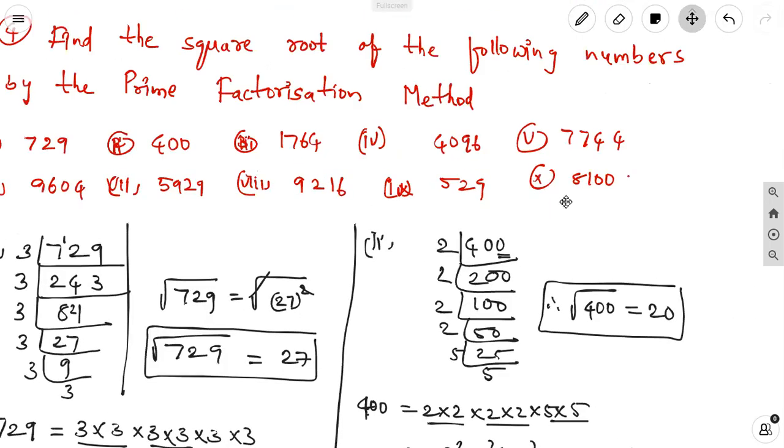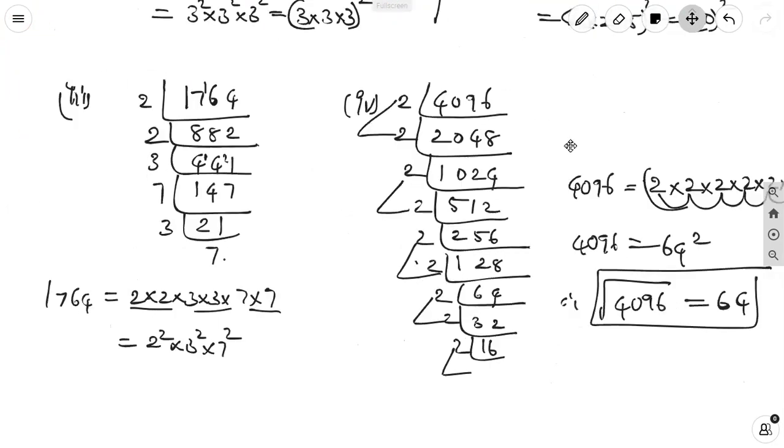Okay. Next, up to 5 I am doing here. The remaining 5 you can practice. 7744. So it's an even number, start with 2. 2 threes are 6. 2 eights are 16. 2 sevens are 14. 2 twos are.